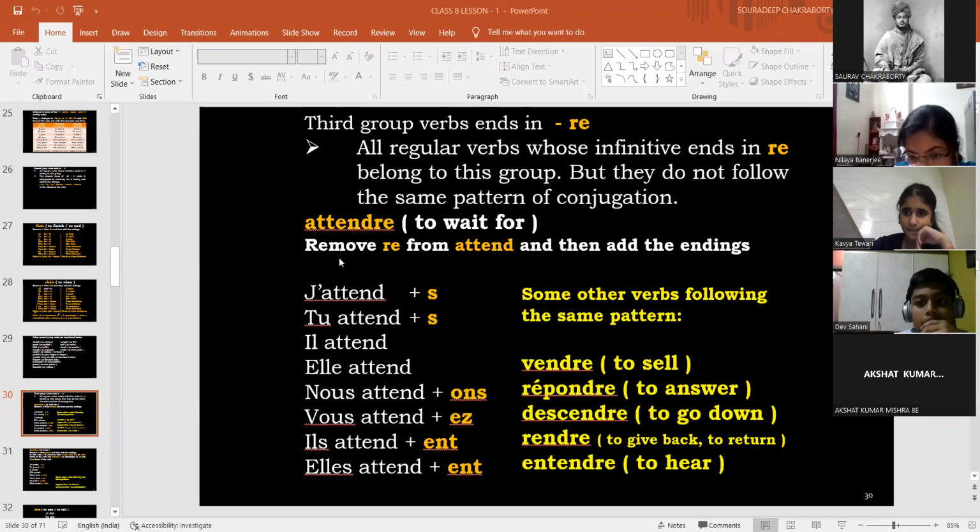This is attendre and this is entendre, to hear. So this falls under this subgroup. But prendre is different. Prendre also ends with dre, but it's another subgroup. We are going to do that. So, can you all do one verb from here? You can do vendre, to sell. Vendre, to sell. Can you do this conjugation in your notebook right now?